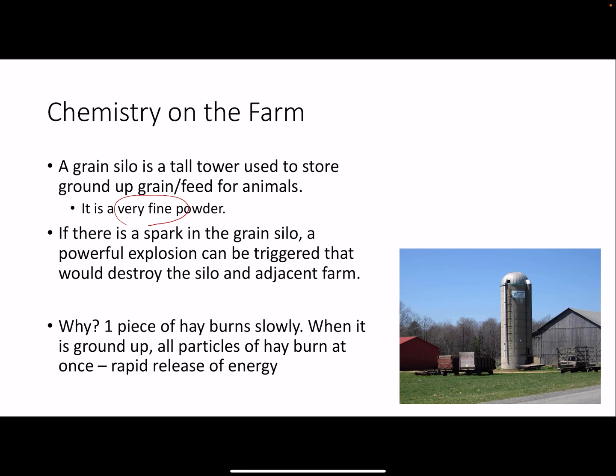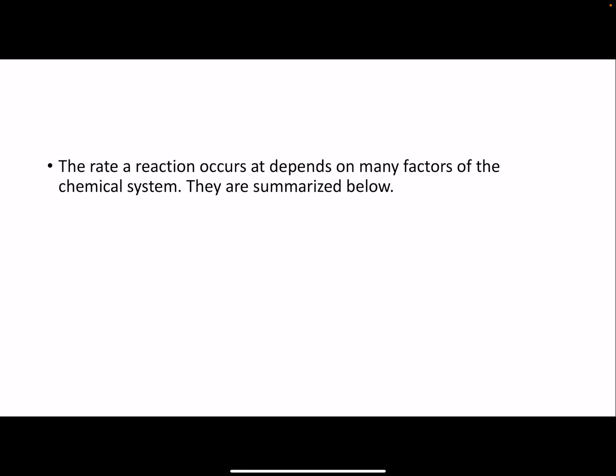problem with that. And the reason is that an individual piece of hay burns very slow, almost like a piece of paper. But when it's ground up as a particle, it has a higher surface area. So all of those particles react at once. There's a rapid release of gases and energy, and it leads to the explosive result. So even though it's the same reaction, the speed that it happens at can determine the outcome and the effects that it has. So the rate of reaction depends on many factors, which we'll summarize coming up here.